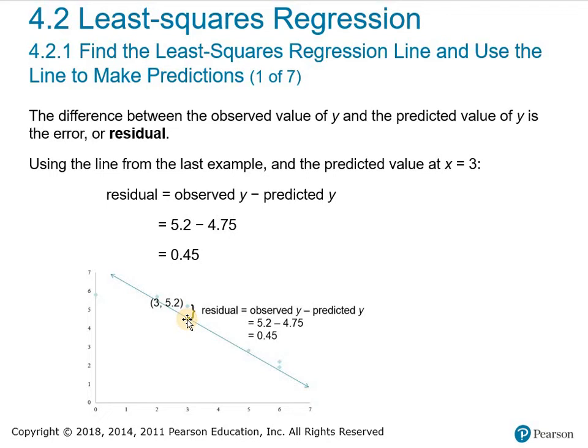So the residual is going to be the observed y, which comes from the raw data we have, minus the predicted value of y, which we computed in the previous slide by plugging 3 into the equation and solving. So we got 4.75. The residual in this case is 0.45. Notice how the residual is positive in this case because the data value is above the line.